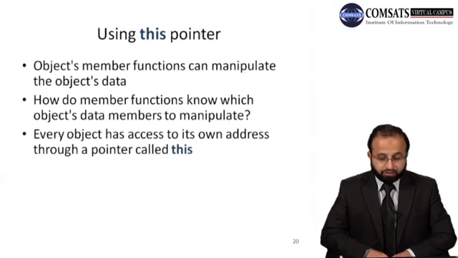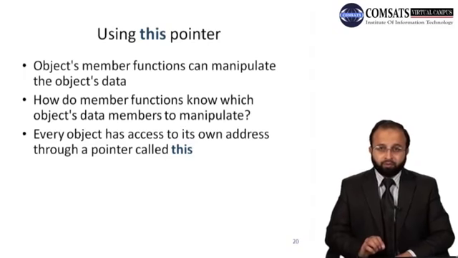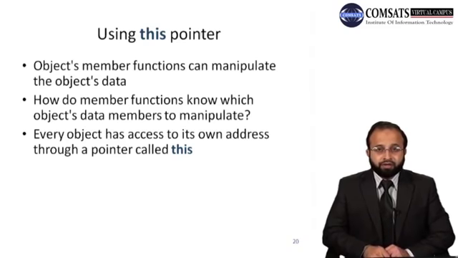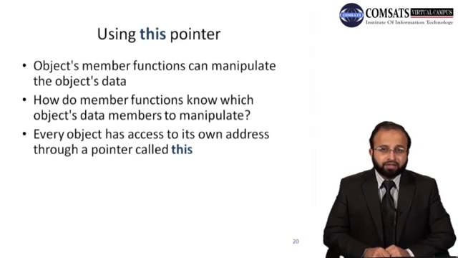Every object has access to its own address through the pointer called this. So for every object you create, there is a this pointer, and the this pointer points to the memory location where that object is allocated. If you create objects C1, C2, C3, and call a function, let's say get count, you can write C1.getCount, then the this pointer of the object C1 is passed to the function implicitly and automatically; we can say it is passed by the compiler.